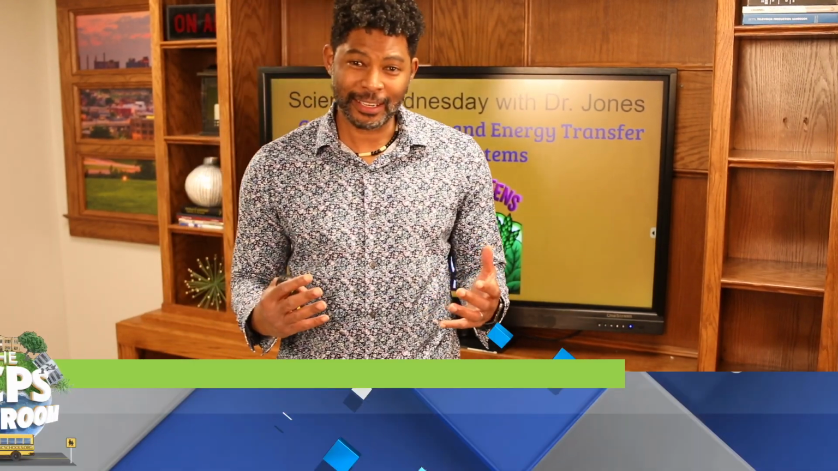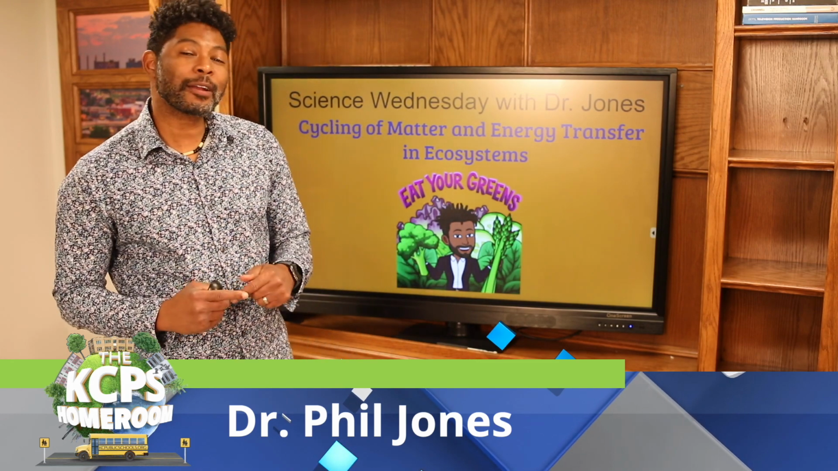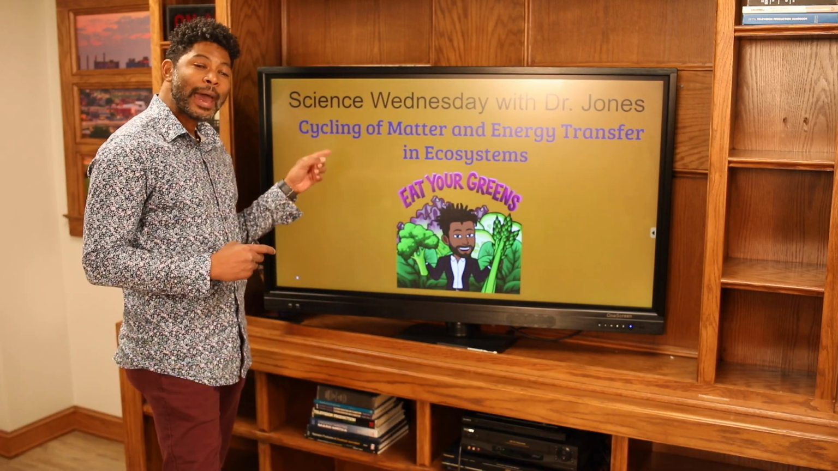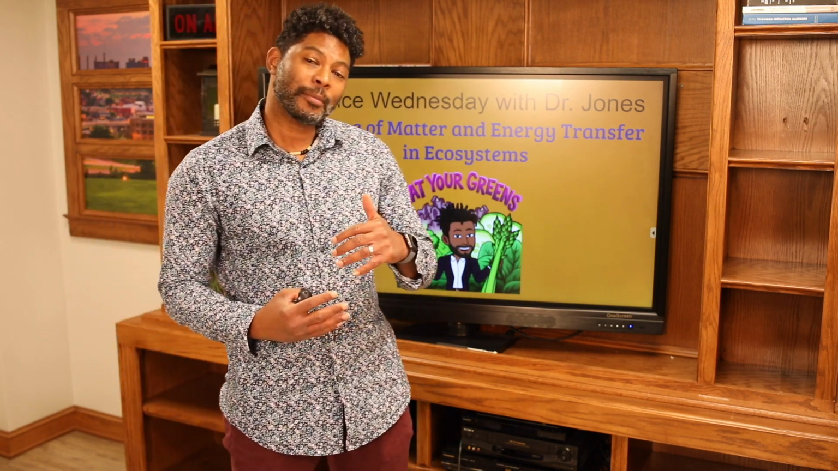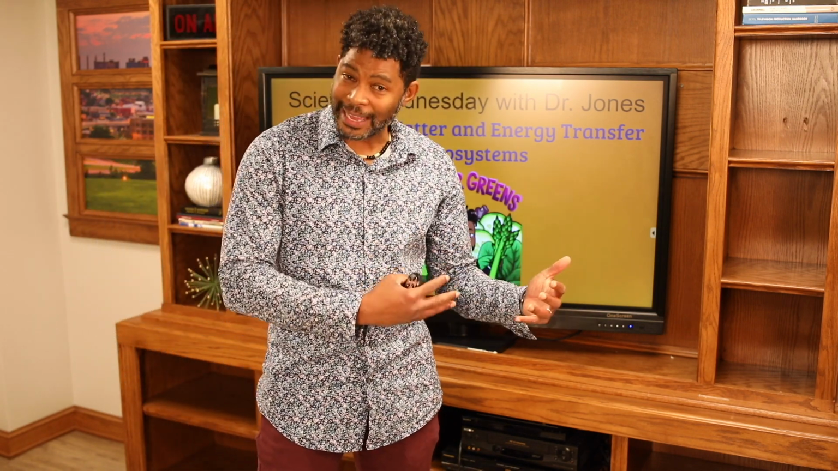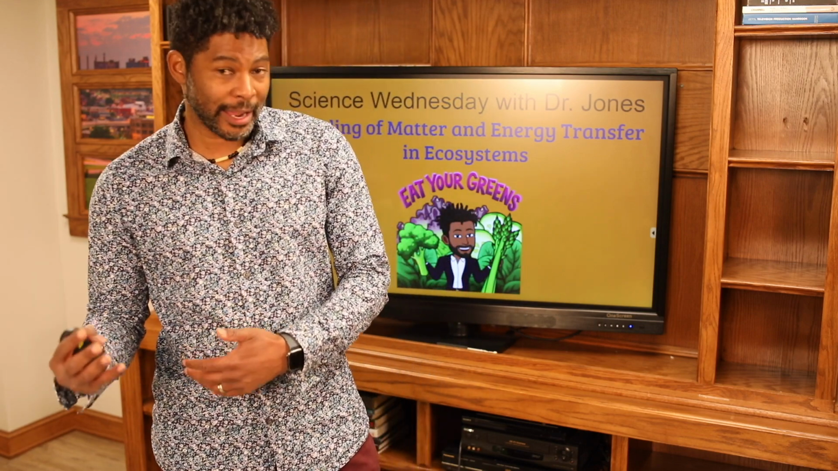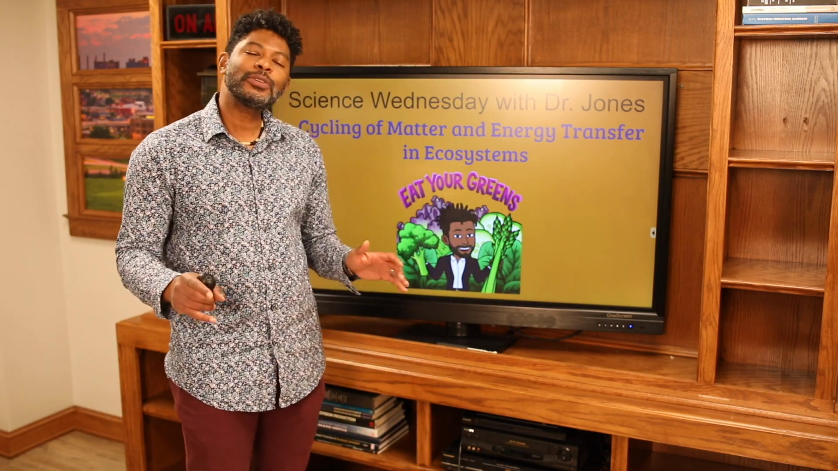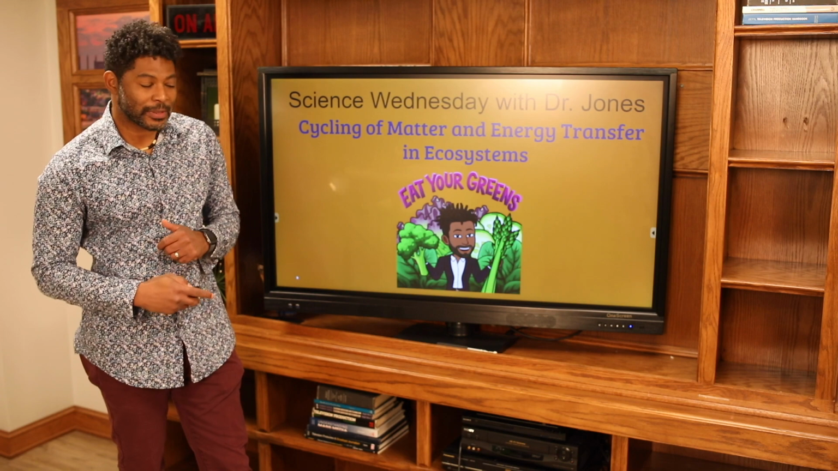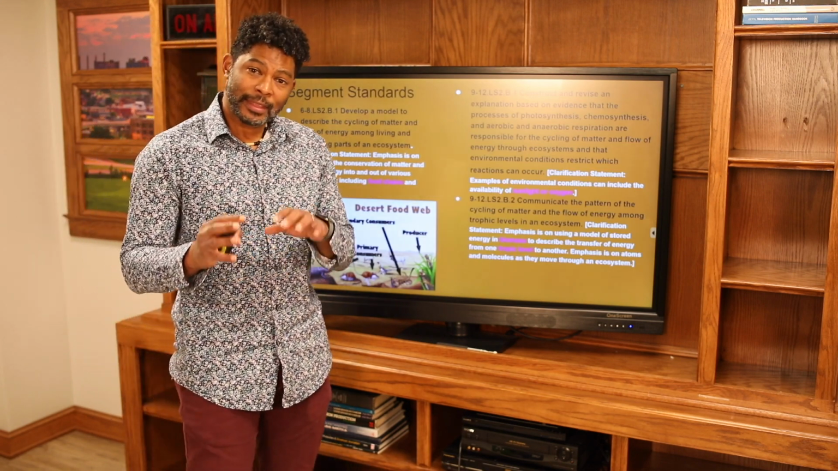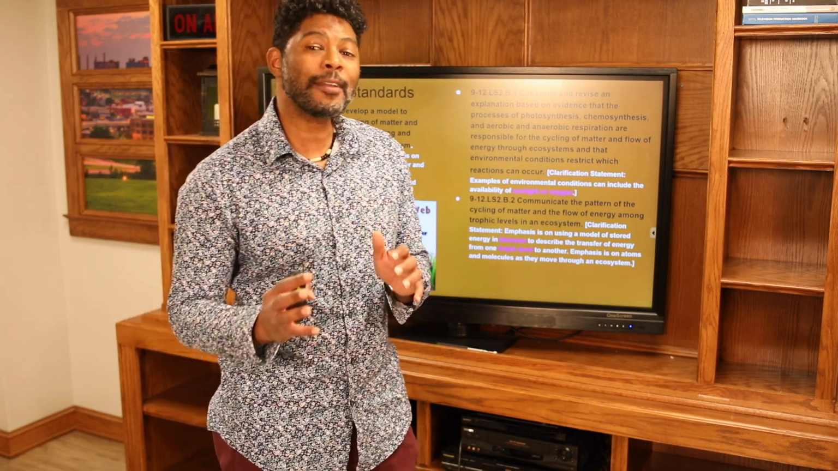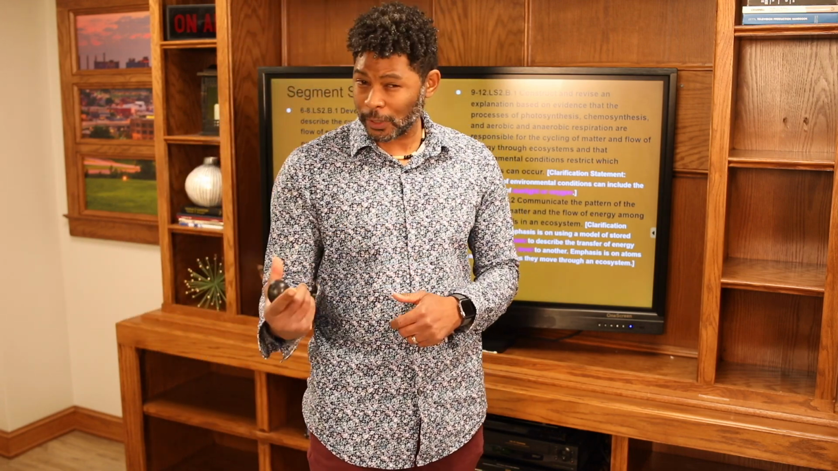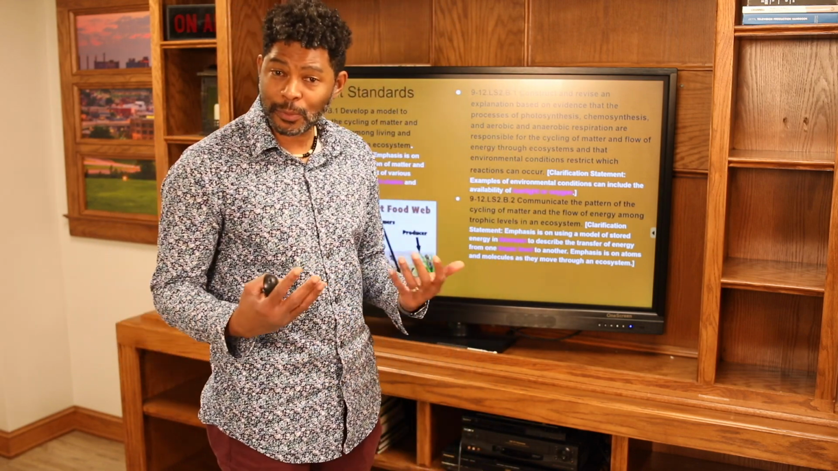It's Dr. Jones again. And today we're going to pick up our conversation of how matter is cycled through an ecosystem, going from our producers, which are plants, to our consumers, which are animals. Now, as we do each week, we have to start with the standards. This time, unlike before, we're going to pivot away from our discussion of cellular respiration and photosynthesis to the actual organisms that carry on these processes.